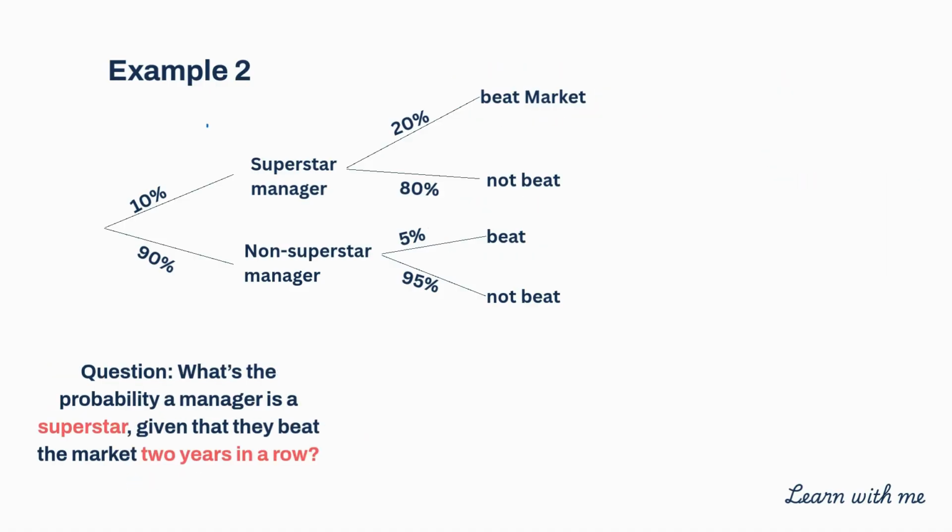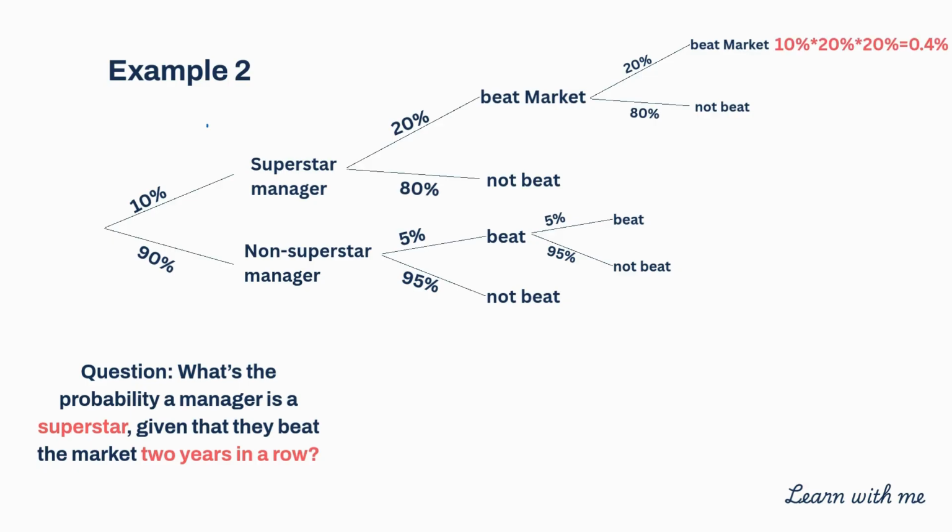We're again asking what's the probability a manager is a superstar, given that they beat the market 2 years in a row. We'll use Bayes' rule again, but this time, we update based on 2 events, not just 1. We can still use the same logic. First is find the overall chance of any manager beating the market 2 years in a row. We have superstar as 10% times 20% times 20%, and that is 0.4%, and similarly for non-superstar manager is 0.225%.